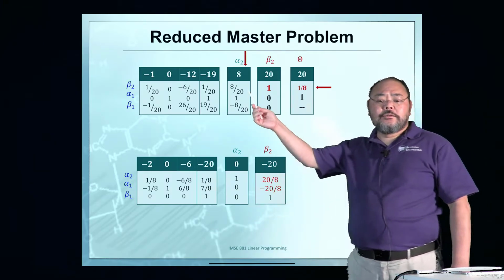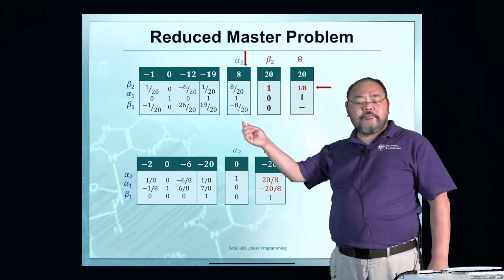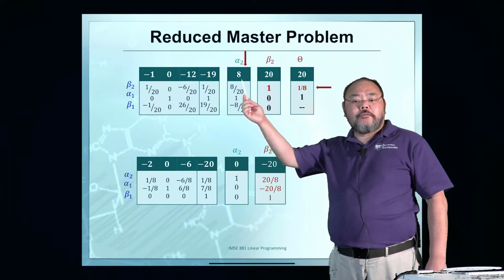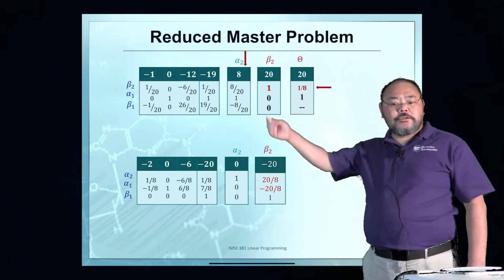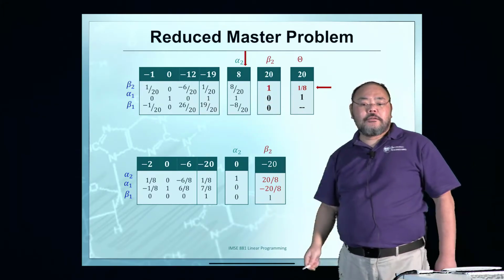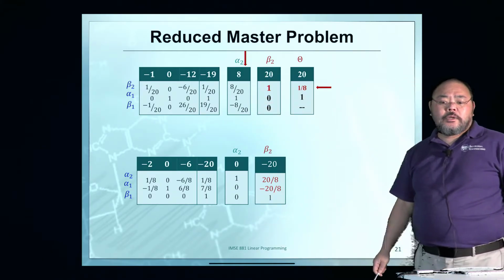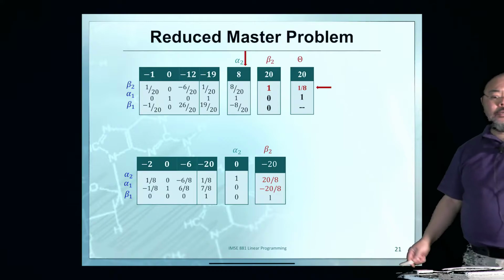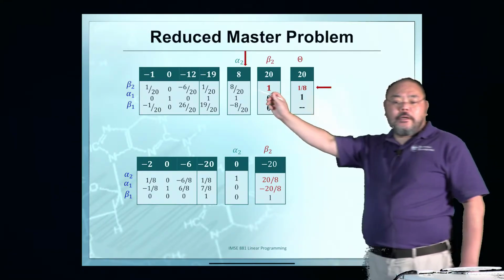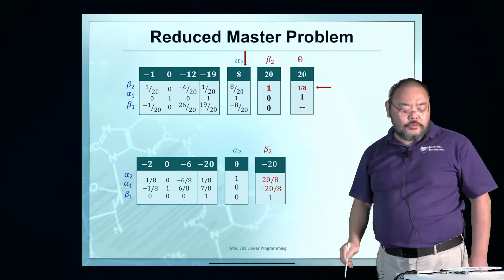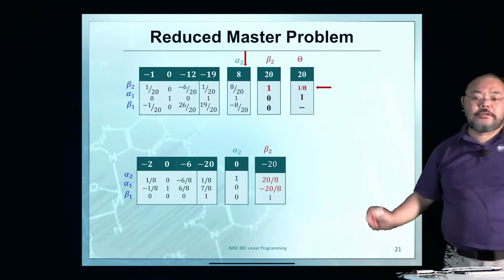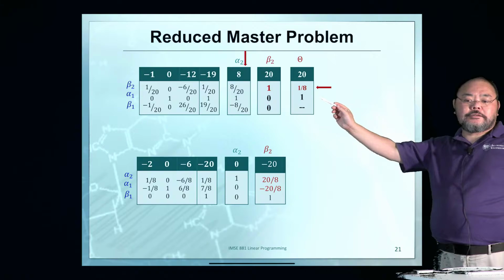We can still enter beta alpha 2 as well. So alpha 2 right now has a value of 8, so it still can be an entering variable in that regard. But once alpha 2 enters, beta 2 will be the leaving variable based on the minimum ratio test.